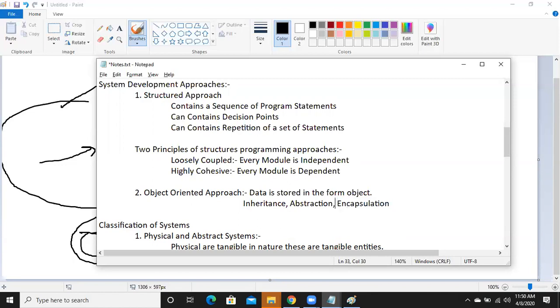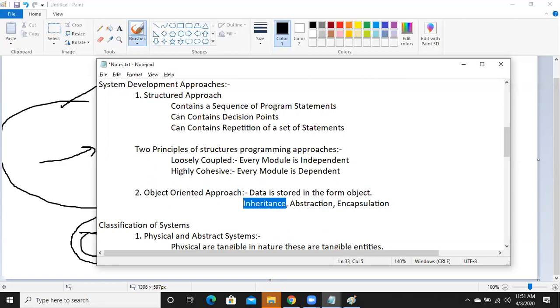And abstraction basically says that the data of one object is not dependent on the data of another object. It means there is no interaction between two objects until and unless we have established communication with the help of message passing. All right. So the third concept is inheritance.